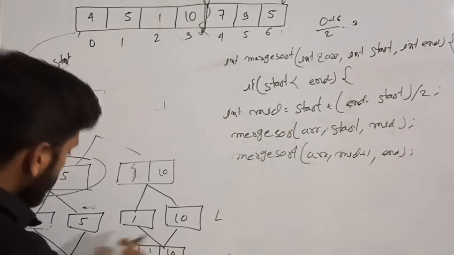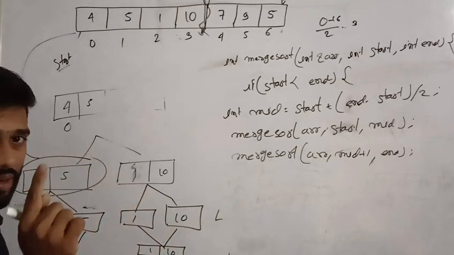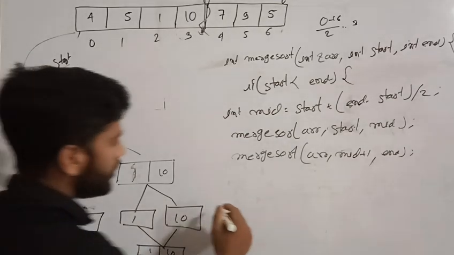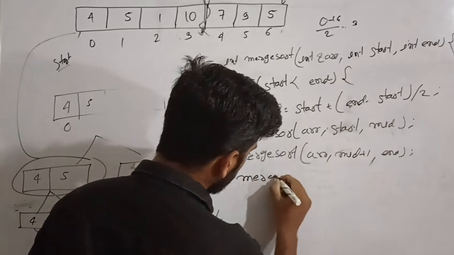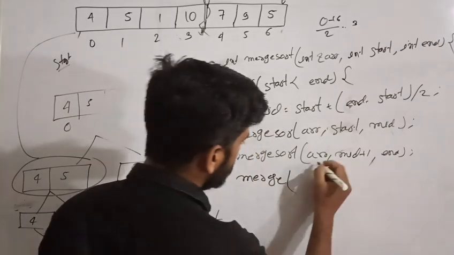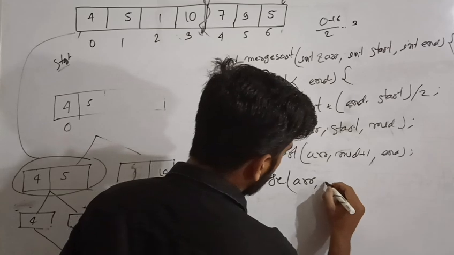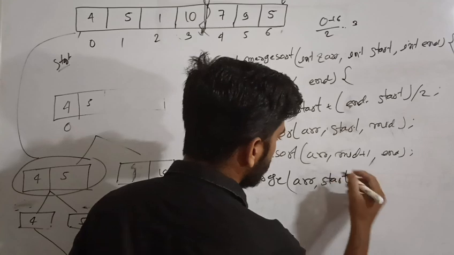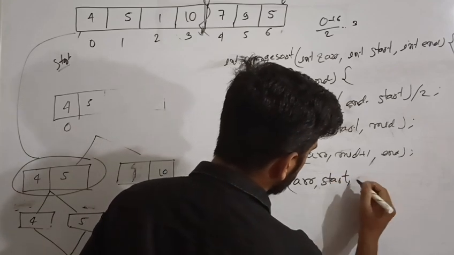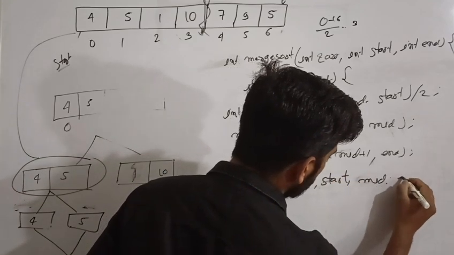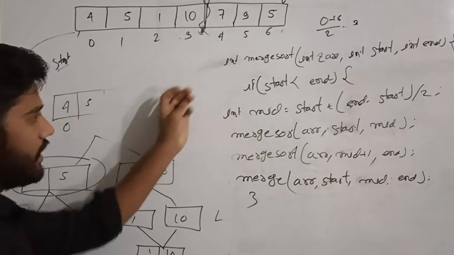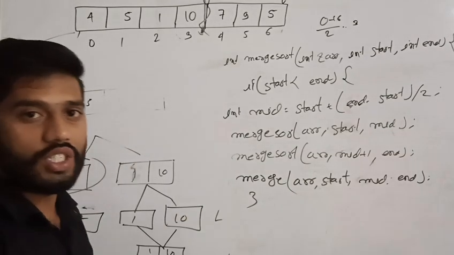Now when this part has been divided into single parts, then you have to merge them, all the index values should be merged. Now again we call a merge function here with array, then start, mid and end. Okay, this is done, and this is the algo for this merge sort.